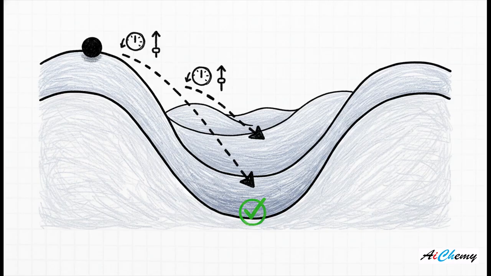So you take a small step downhill. Then you feel again and take another step downhill. That's exactly what the network is doing. It's always taking a small step in the direction that makes its errors smaller and smaller.